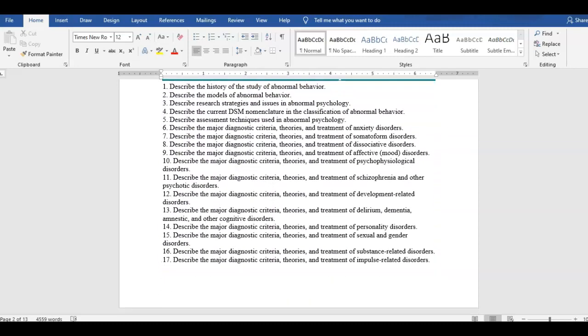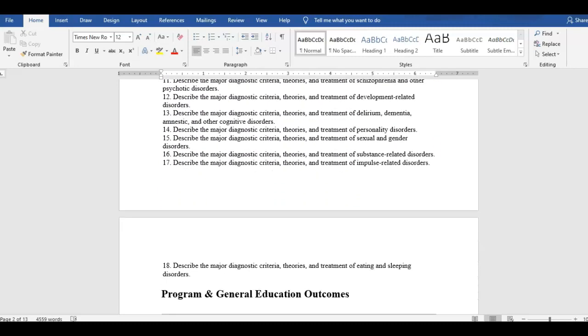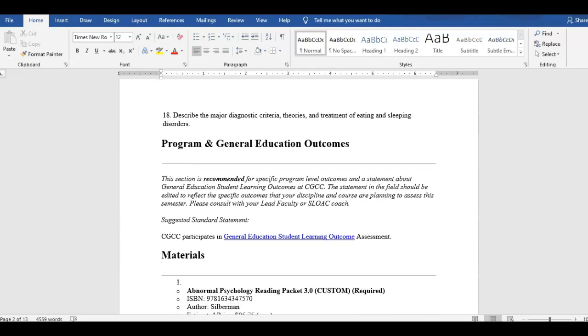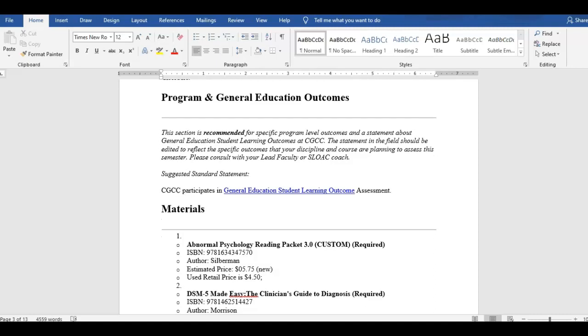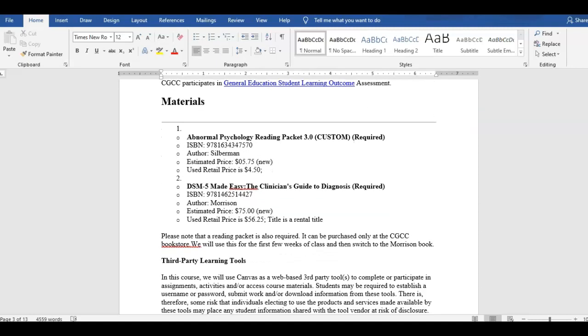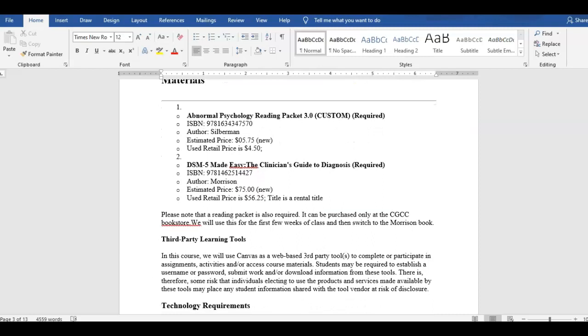This is about what we do in this psychology class. That's not a dumb question if you're interested in what the class is all about. General education outcomes, we do measure whether you learn or not. That's important, obviously. Materials, this is what you will need for this class.